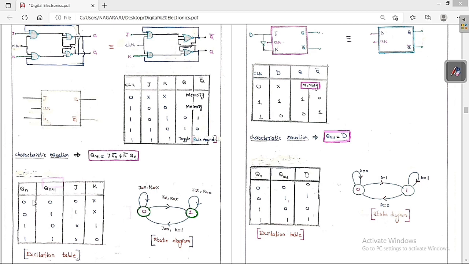So now I want to change the output from Qn to Qn plus 1. Listen carefully. With the help of this input, if I give this input, the output is changing from Qn to Qn plus 1. So what are these inputs that we need to fill out? Very important point.